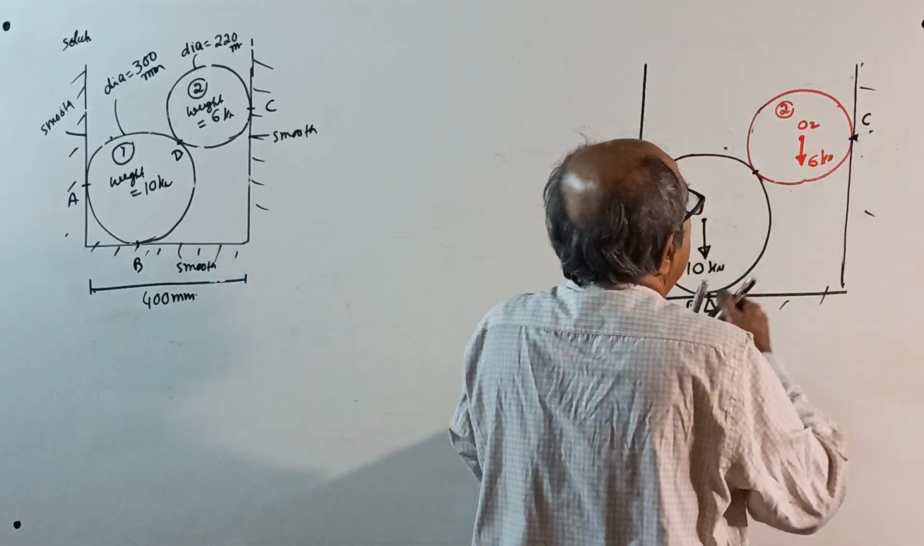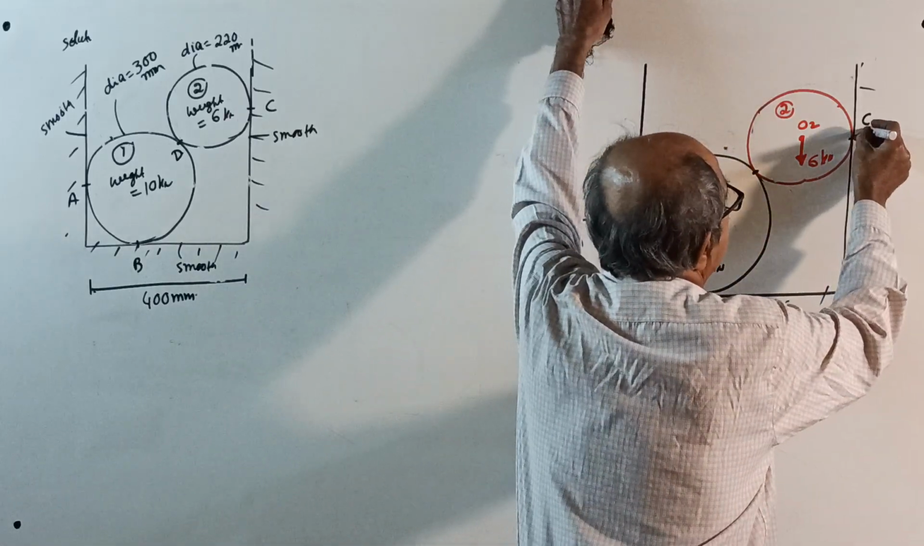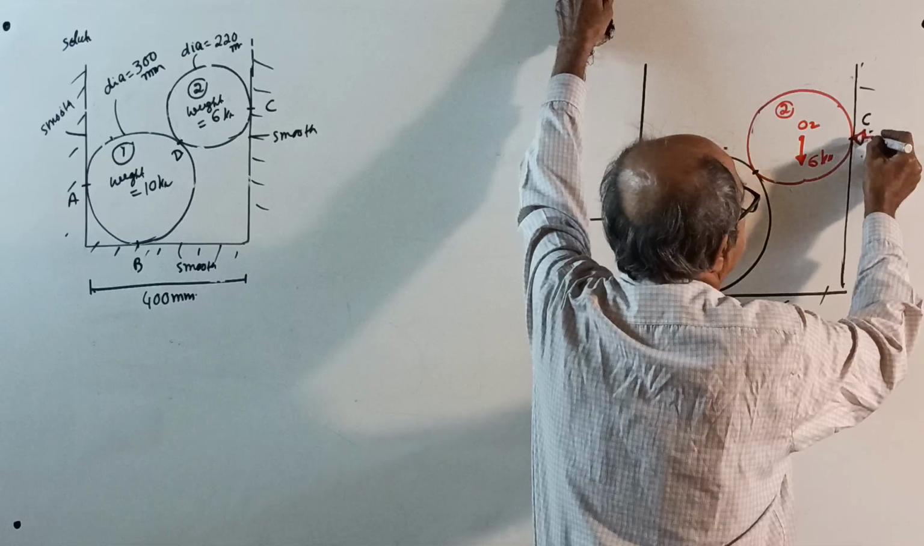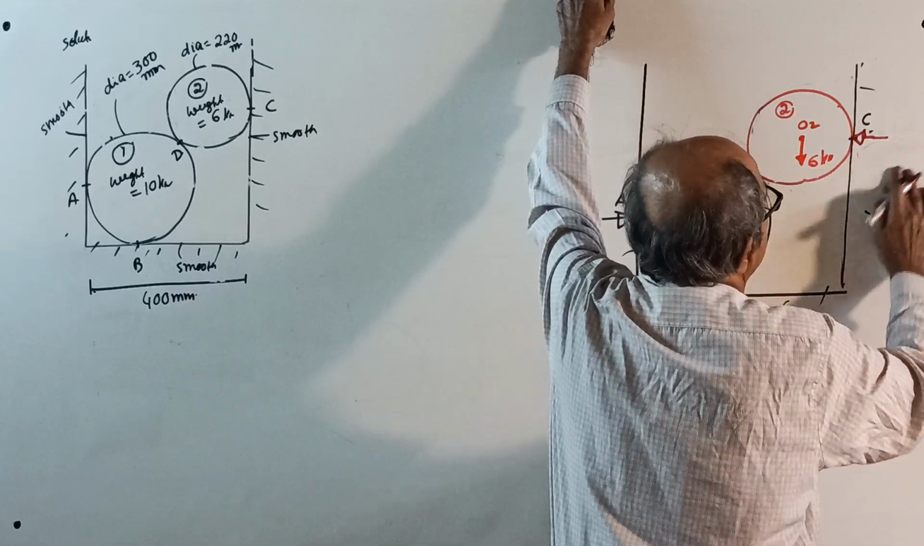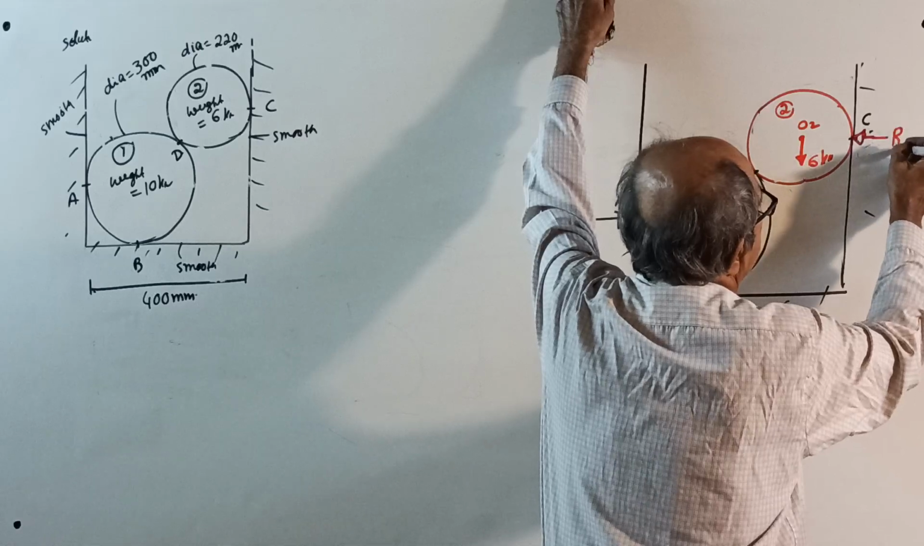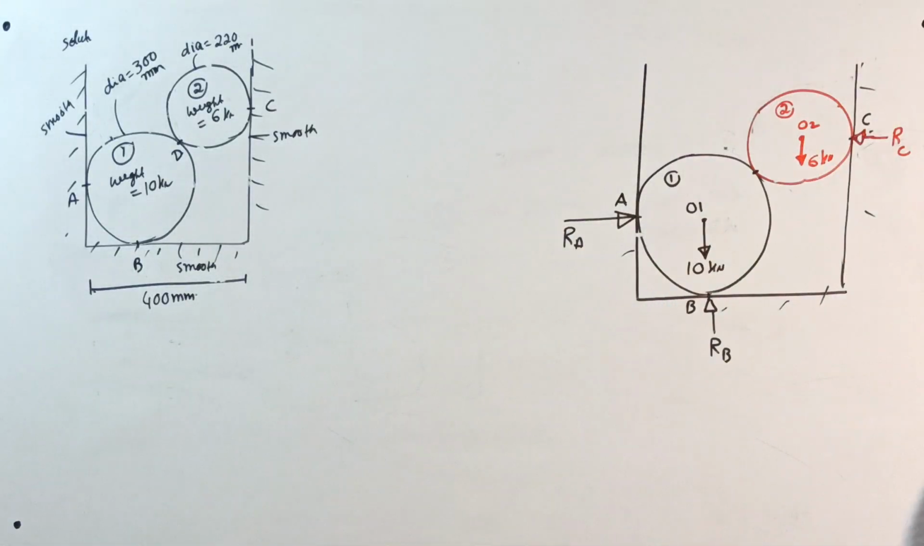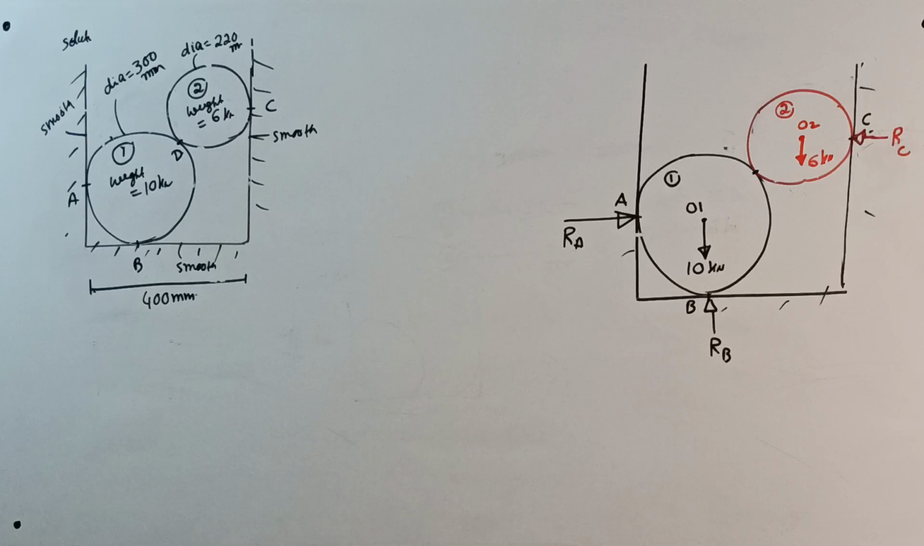Not a mistake actually. Anything for cylinder 2, I want red color. This is RC. Just a minute. Sometimes it should not go out of the camera. Okay, RC.